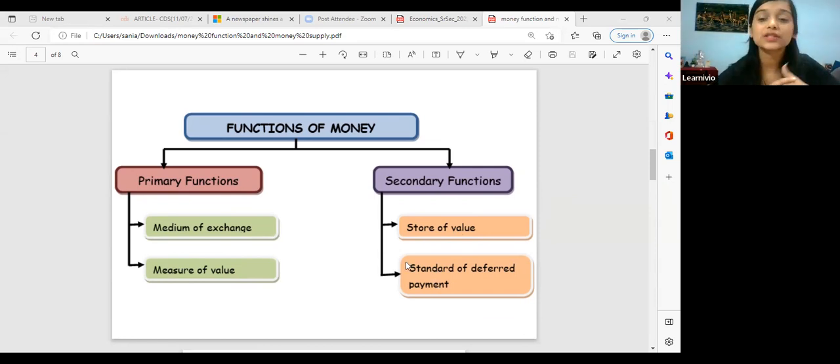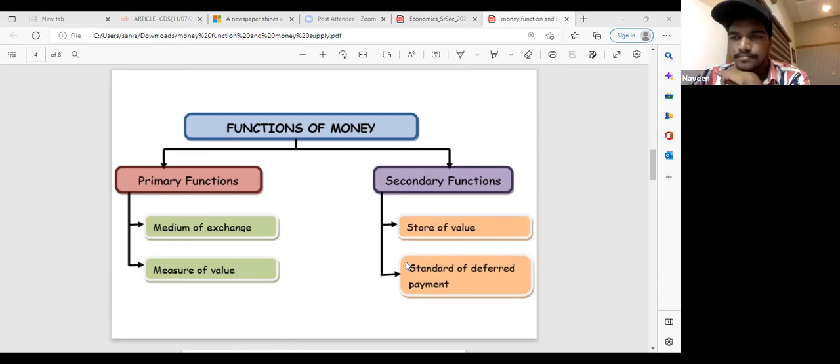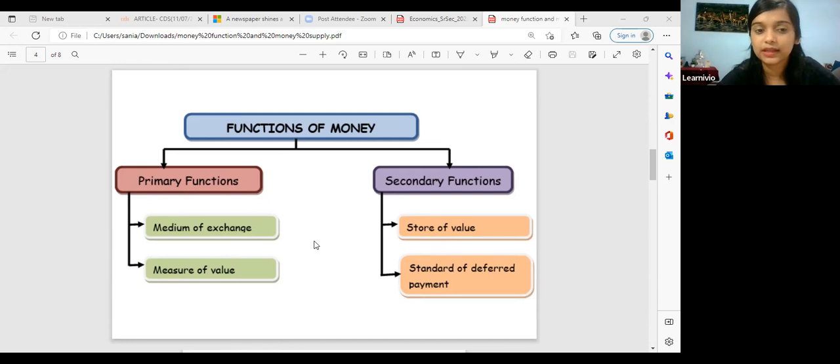So if I ask you, Naveen, just tell me what are the functions of money, you will answer me, ma'am, there are two functions of money, primary function and secondary function. Medium of exchange and measure of value come under primary function, and store of value and standard of deferred payment come under secondary function. Clear? So just draw this table, and then we'll start. I'll ask you what are the functions of money, and the way I answer, you will also answer like that.